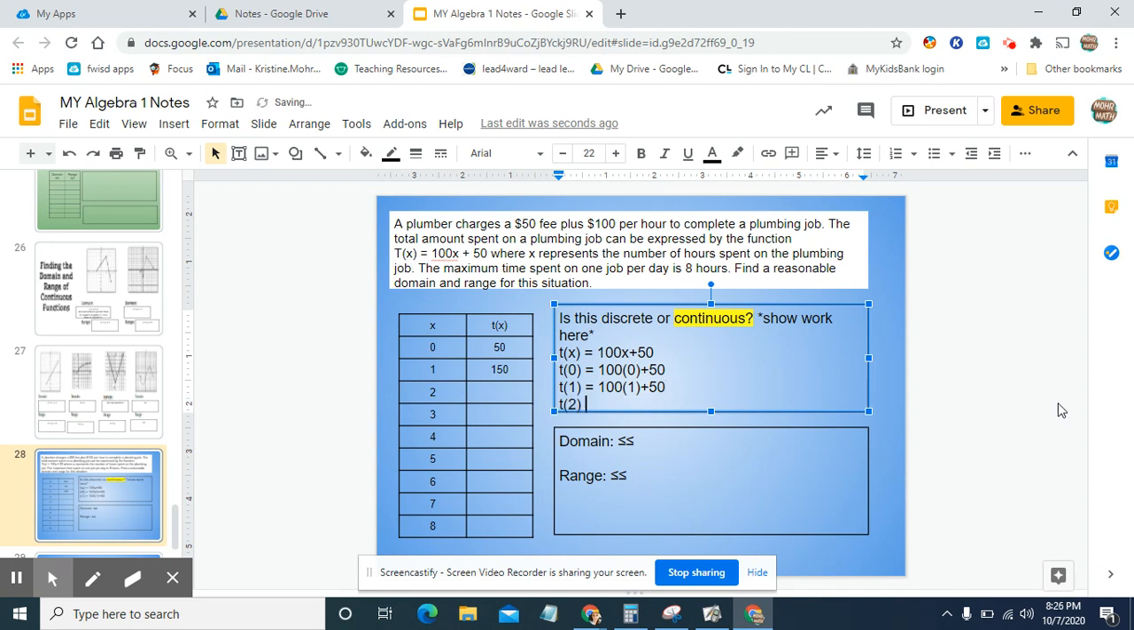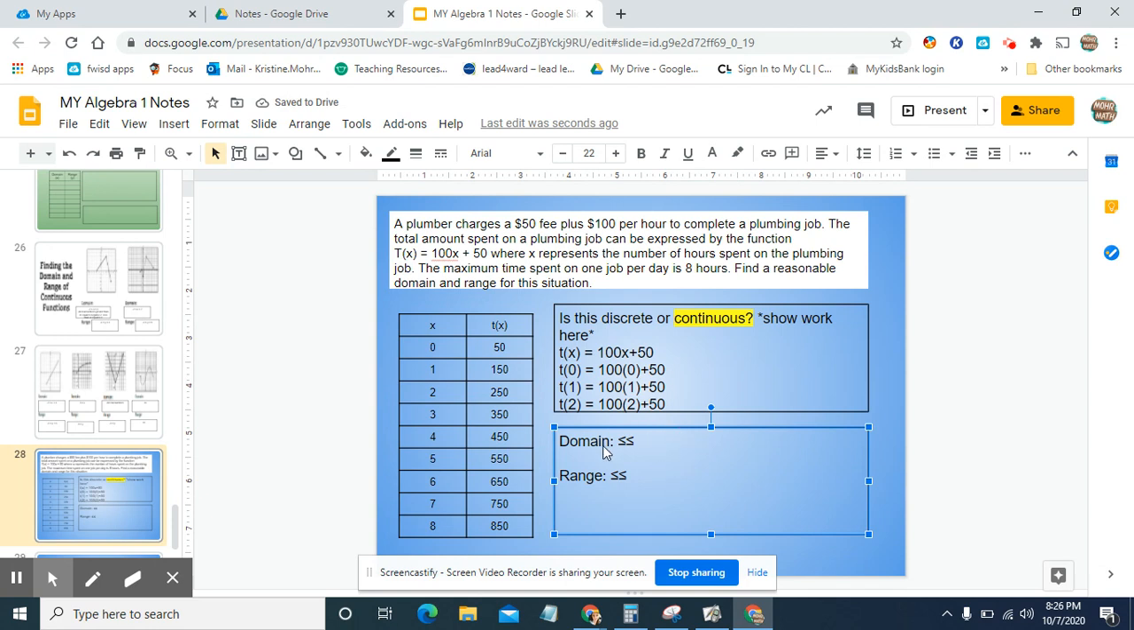At 2 hours, 100 times 2 plus 50 more. So 100 times 2 is 200, plus 50 is 250. So you can see that it is increasing 100 each time. So this next one is going to be 350, 450, 550, 650, 750, and 850.